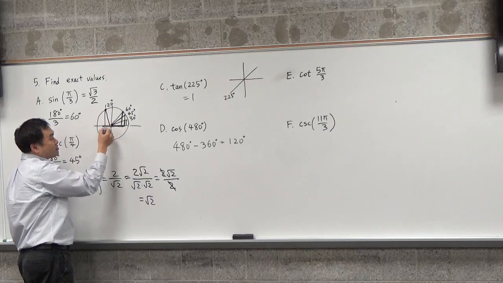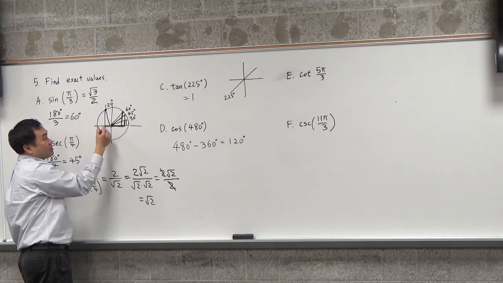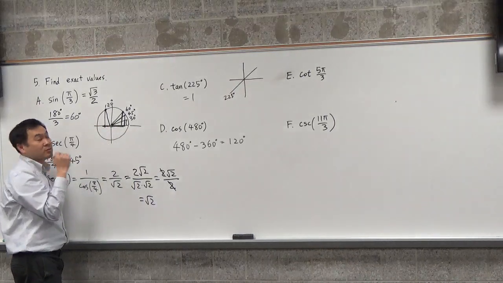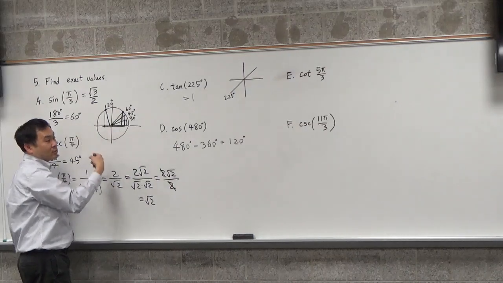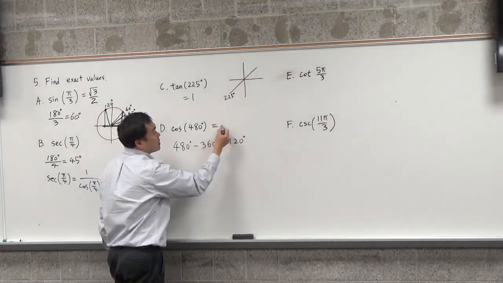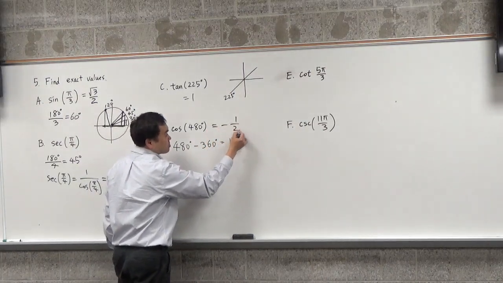Cosine, remember, is the x-coordinate. Is this small, medium, or large? Small. And it's going left. So what do you have? Negative. The size is small, 1 over 2. So it's negative 1/2.